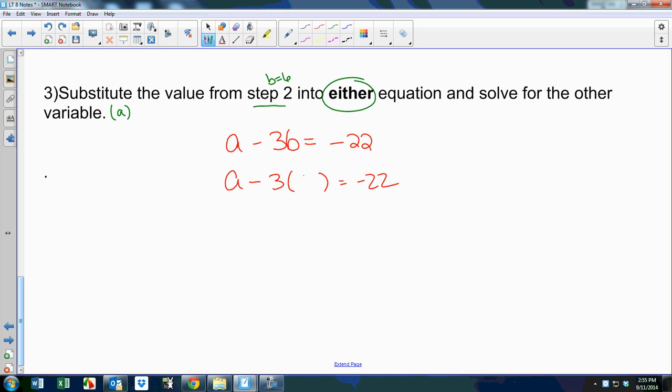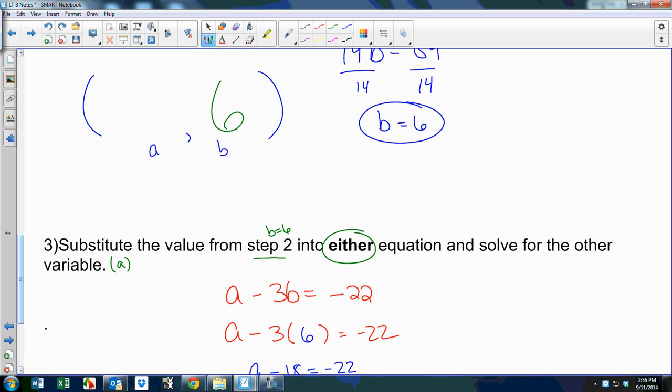it will say this, a minus 3 times 6. So a minus 18 equals negative 22. Solve for a, add your 18. When you add 18 to both sides, we get negative 4. So our answer has a value negative 4. Our final answer, negative 4 comma 6.